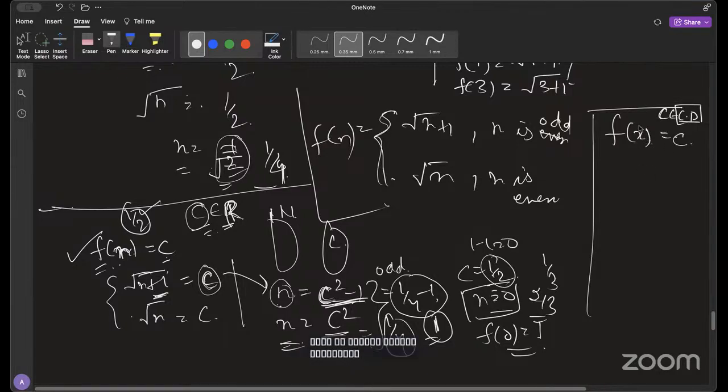If you're able to find an x such that f(x) is equal to c for every c in the codomain, that means it's an onto function. Now your function is given to be either square root of n plus 1 or square root of n. So for every c, we are trying to find an n such that either square root of n plus 1 or square root of n is equal to c. That's why we have done this.